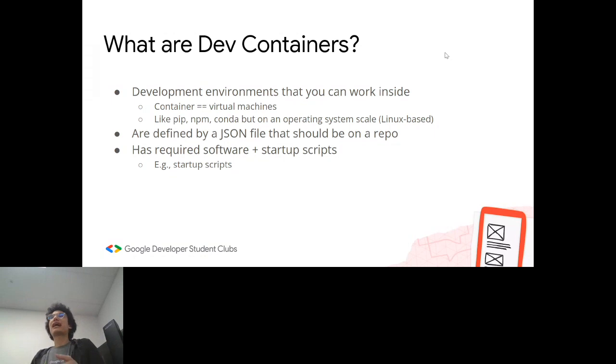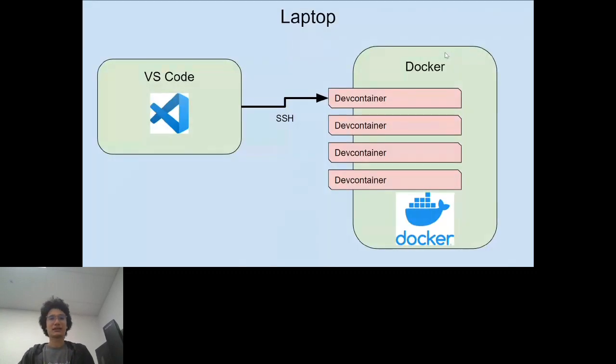And so basically, I could send this JSON file out to all my team members. They can use dev containers, and they'll have the exact same system that I'm using, right? So really, really cool. And you'll have all of the required software. You can put startup scripts, etc. And it'll work fine. So here's a little diagram of how dev containers work.